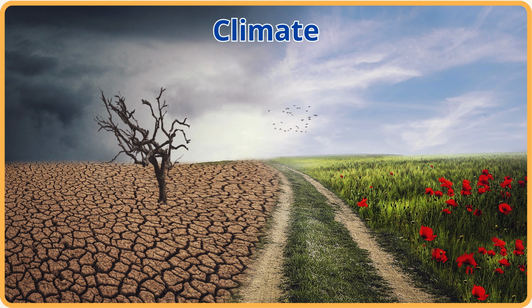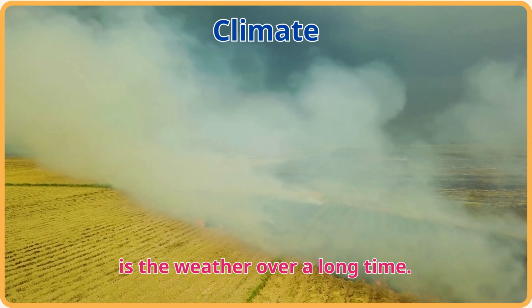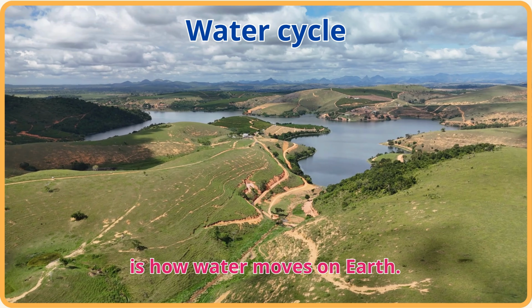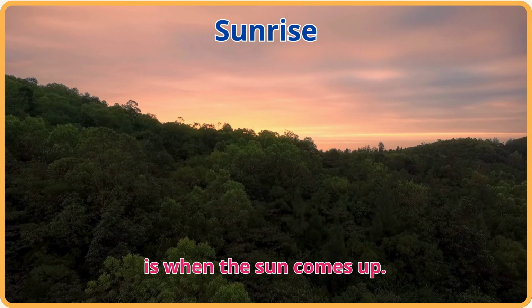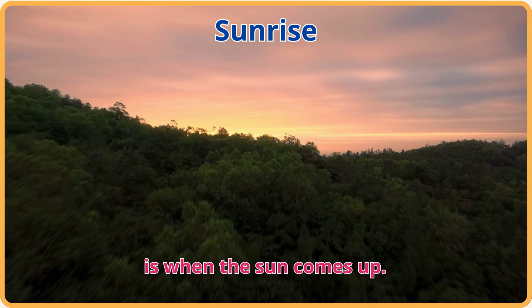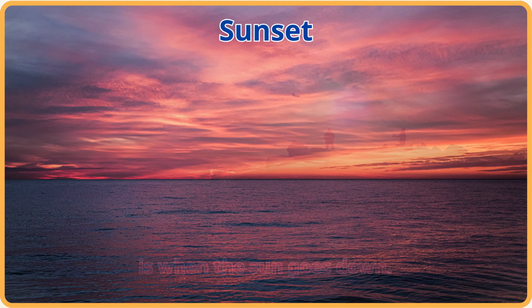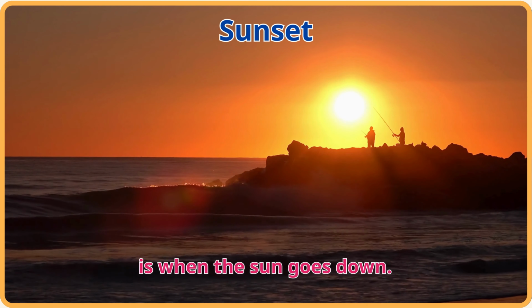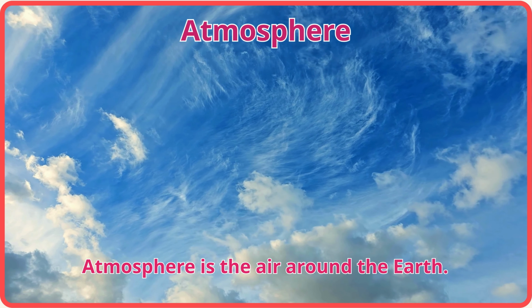Climate. Climate is the weather over a long time. Water cycle. Water cycle is how water moves on Earth. Sunrise. Sunrise is when the sun comes up. Sunset. Sunset is when the sun goes down. Atmosphere. Atmosphere is the air around the Earth.